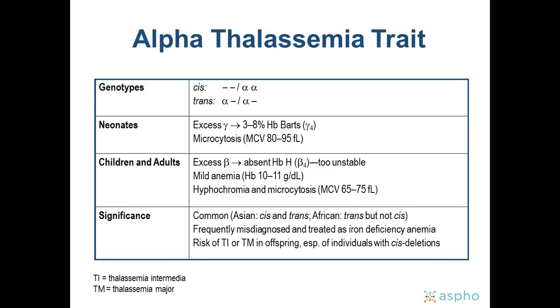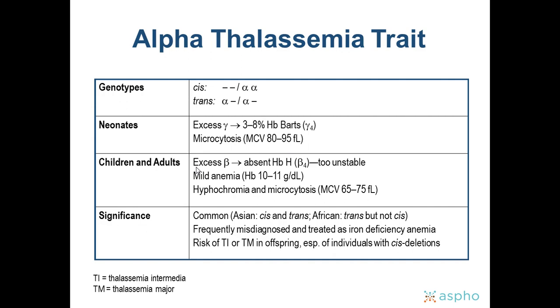So alpha thalassemia trait, the two most common genotypes or allelic configurations you can see are here. 2 genes deleted either on the same or opposite chromosomes. Neonates are going to have a little bit of Barts, and they'll be microcytic. Remember, normal MCV for a newborn is about 120. So less than 95 is microcytic for a newborn. So a little bit of Barts and some microcytosis, that's consistent with thalassemia trait.